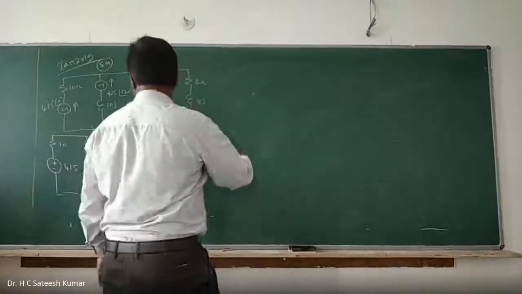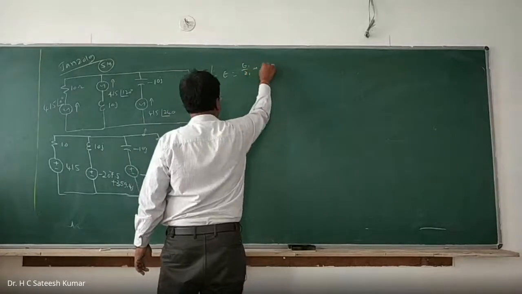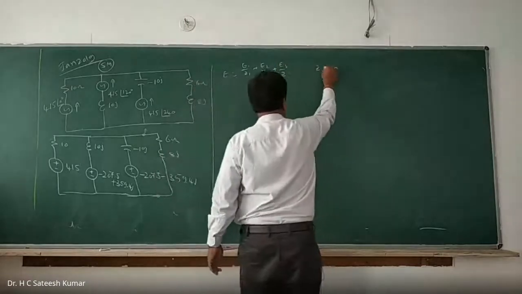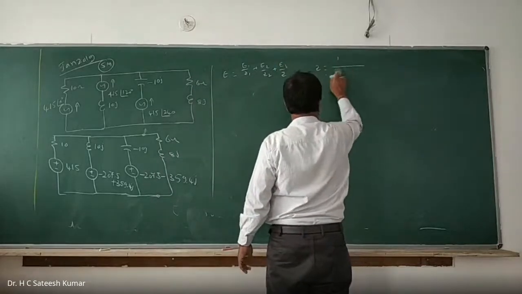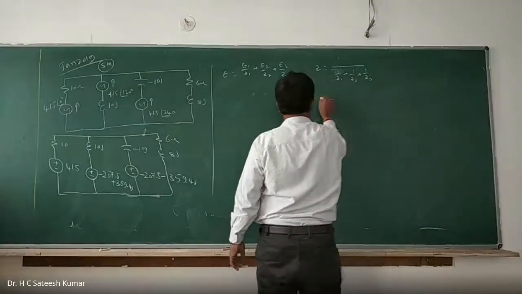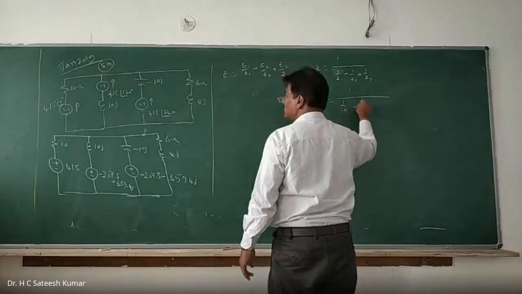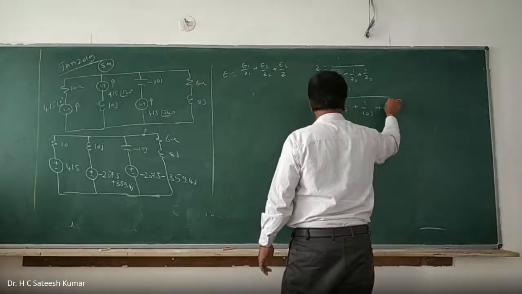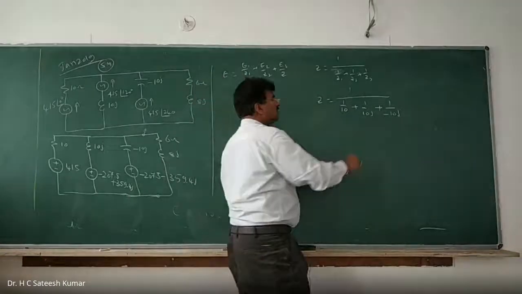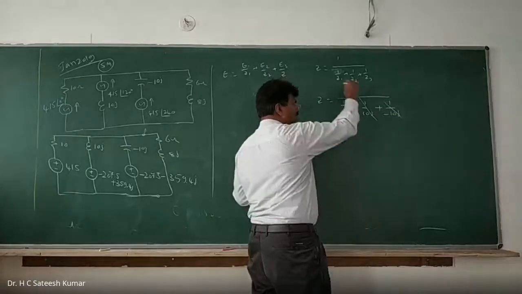Once you get this, what is that we have? Go for E. E is equal to E1 by Z1 plus E2 by Z2 plus E3 by Z3, and Z is equal to 1 divided by 1 by Z1 plus 1 by Z2 plus 1 by Z3. First you calculate Z: 1 divided by 1 by 10 plus 1 by 10J plus 1 by minus 10J. See this one, very simple. Plus 1 by 10J minus 1 by 10J gets cancelled. 1 by 10, 10 will go to numerator, therefore 10 ohms.